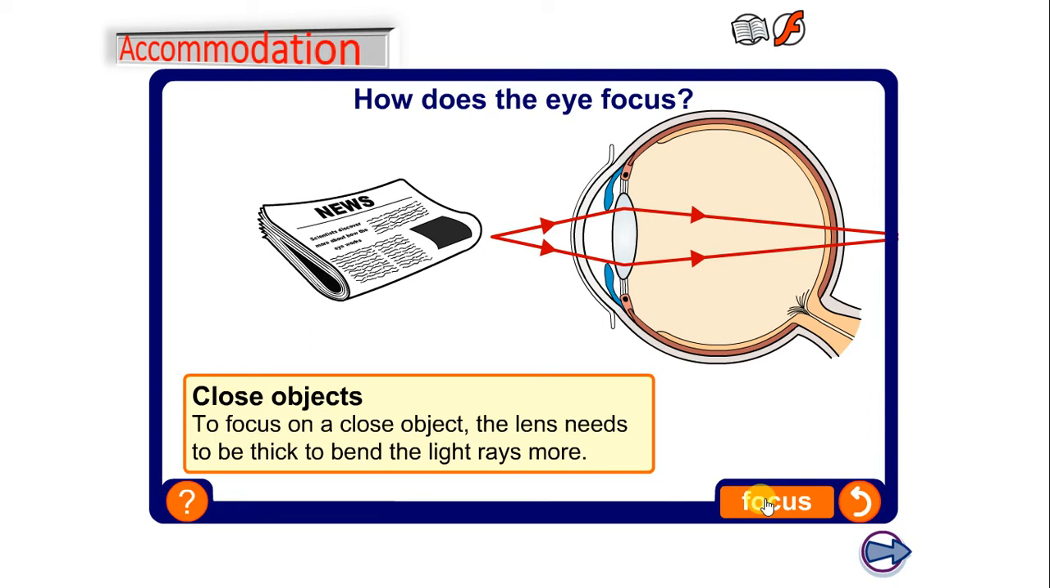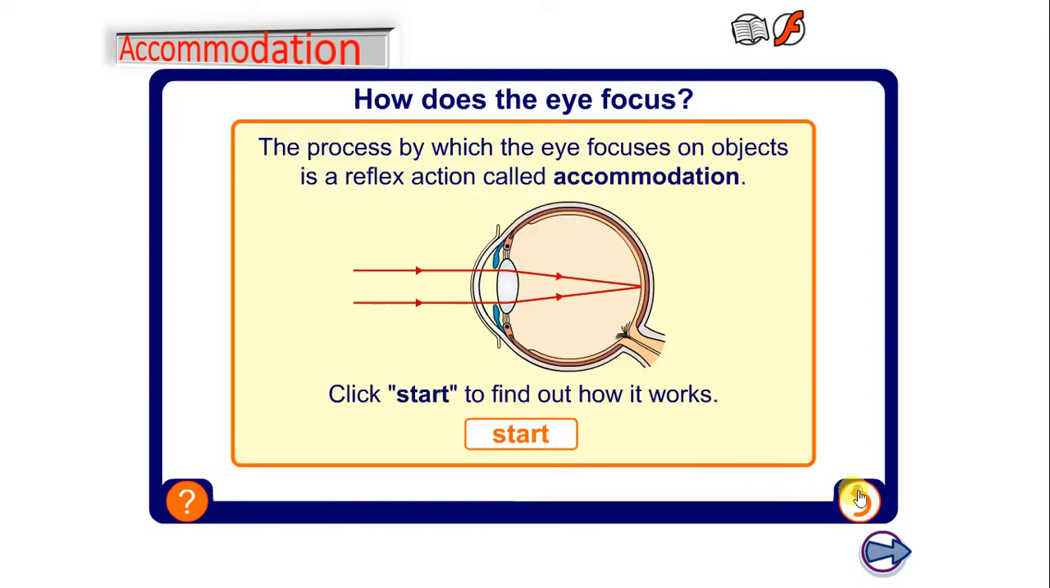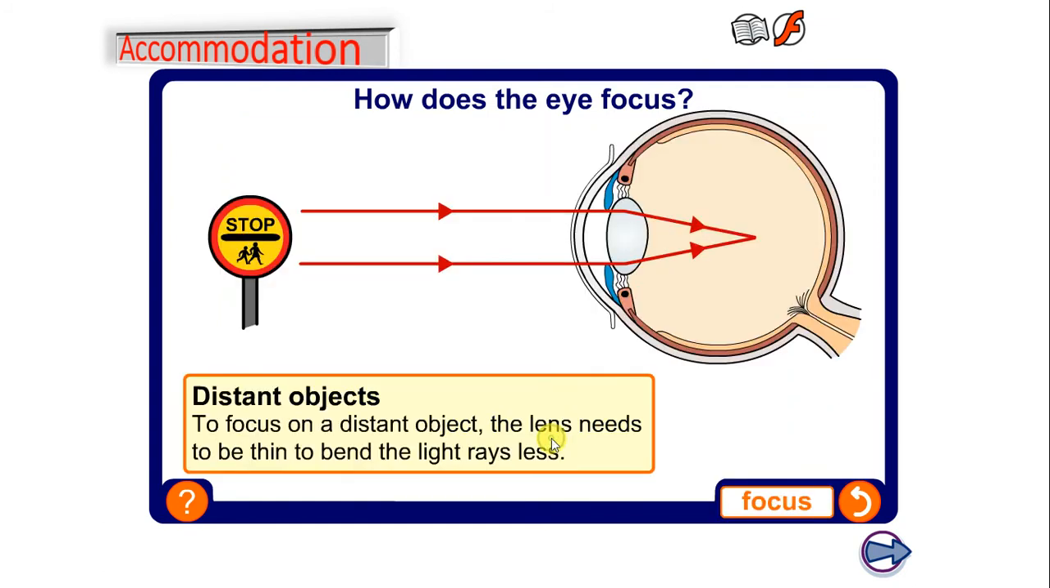So in the case of a near object, the lens needs to become larger. So the ciliary muscles will tighten up and the suspensory ligament will slacken to make the lens larger. Now to focus on the close object, the lens needs to be thick to bend the light rays. So let me just do this again.